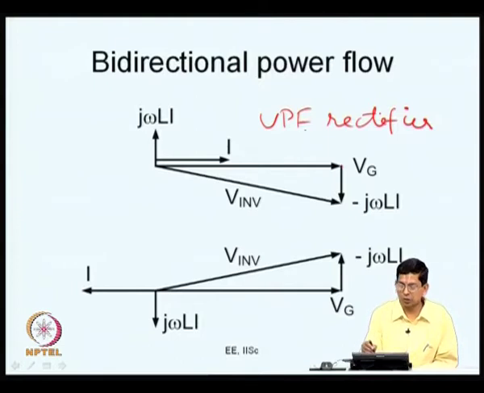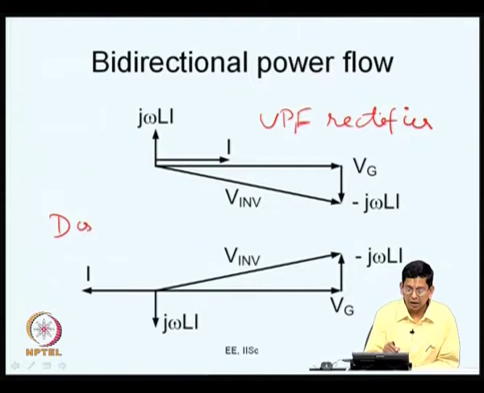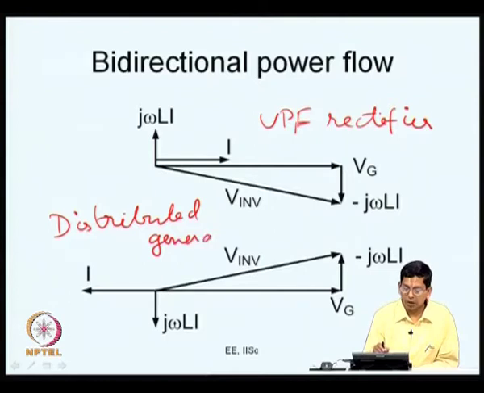So, you can call this a unity power factor rectifier, and this is typically the case in distributed generation, like you can have photovoltaics or you can have several other alternate sources which may directly give you some DC voltage or which can be rectified into a DC voltage.